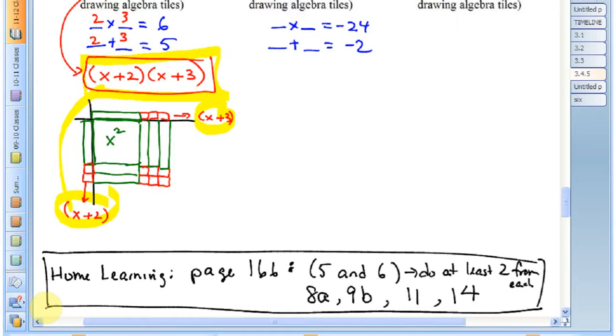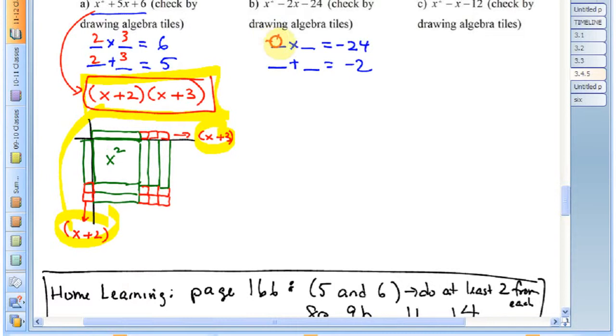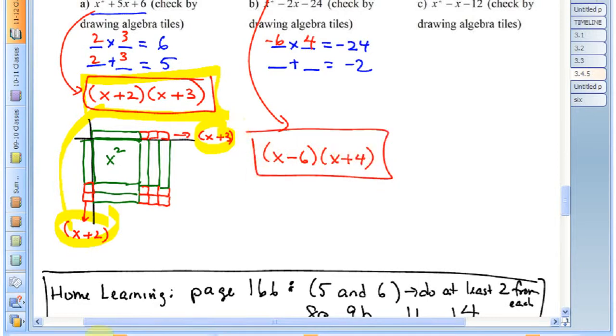Here are the answers. What times what gives you negative 24 and add to negative 2? Negative 6 and 4. So guess what? If you want to do this really fast, it's x minus 6, x plus 4. Done. Okay? Next one over here. Two numbers that multiply to negative 12, they add to negative 1. Negative 6 and? 3 and 4, Stella says. That's almost right. Which one's negative? The 4. Okay.